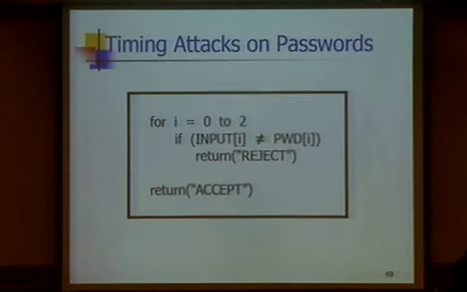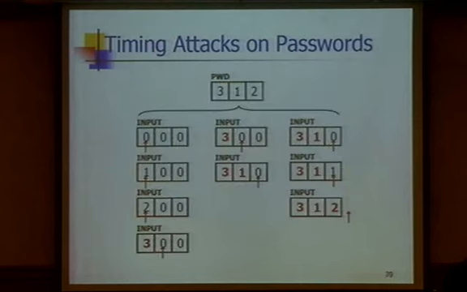This is a sample C code which implements a password login system. In this system, the user password is stored in the PW array, and this program checks whether the input password is equal to the stored password one character by one. Let's imagine that the stored password is 312.